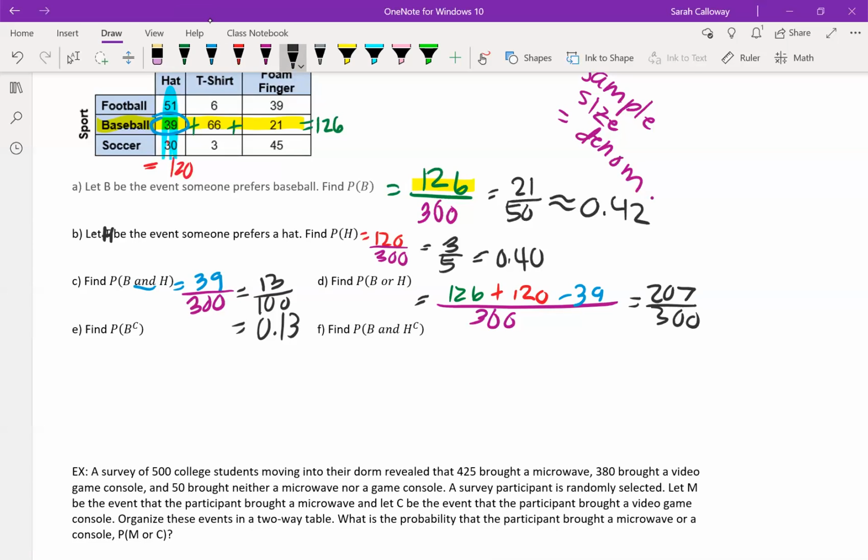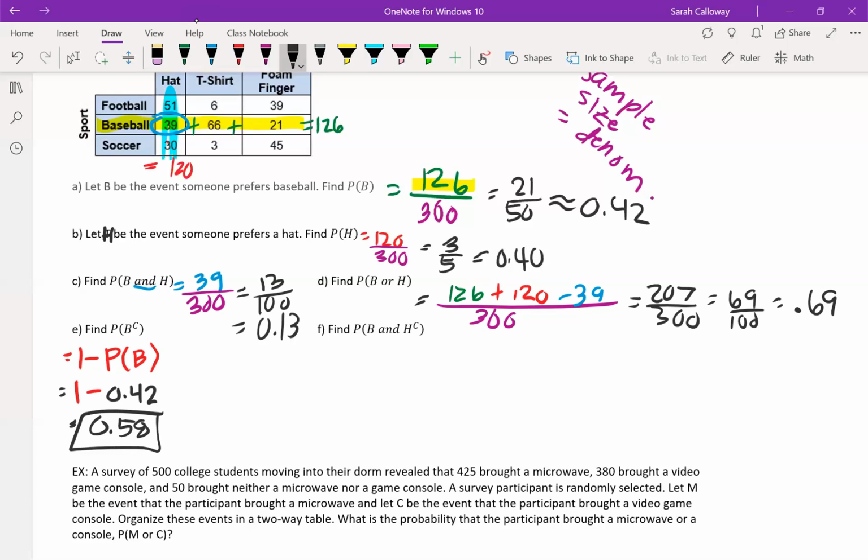Which I can reduce by 3 as well, is 69 over 100, which is 0.69. Okay, the last two we're using complements. For complement, remember that means I'm going to do 1 minus the probability of B. So instead of this, the complement is everything else. The probability of B was 0.42. So 1 minus 0.42 gives me 0.58. So the probability that someone does not like baseball is 0.58.